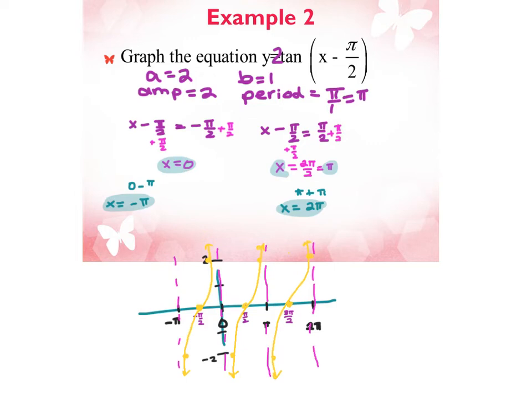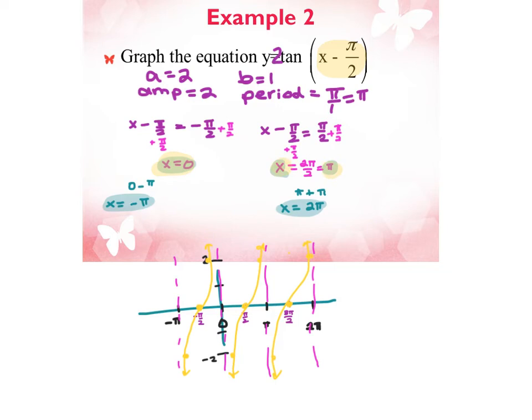All right, so process, identify your parts just like we did before. A, this time I added in the 2. So A is 2, which means that's your amplitude. The B is 1. There's nothing in between tangent and the x. So the period is pi over b, which in this case would be pi. Then what's inside the parentheses, which is x minus pi over 2, I'm going to set equal to negative pi over 2 and positive pi over 2. Solve for x, and that's where x equals 0 and x equals pi comes from.